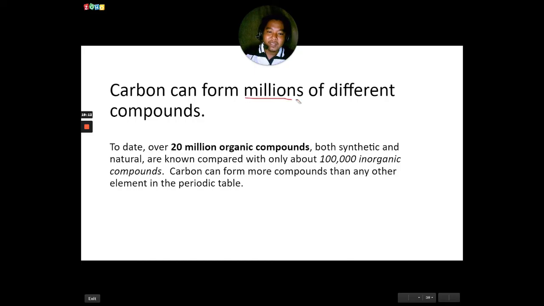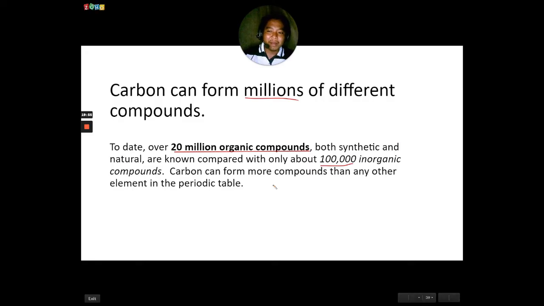Imagine the word millions. One compound, for instance methane, is already very important. Carbon dioxide has a different property. Carbon monoxide, etc. Imagine talking about millions of carbon compounds. Now, this is very amazing, because before we were always focusing on inorganic compounds, inorganic chemistry, where we have 100,000 compounds only. Here we have 20 million organic compounds.